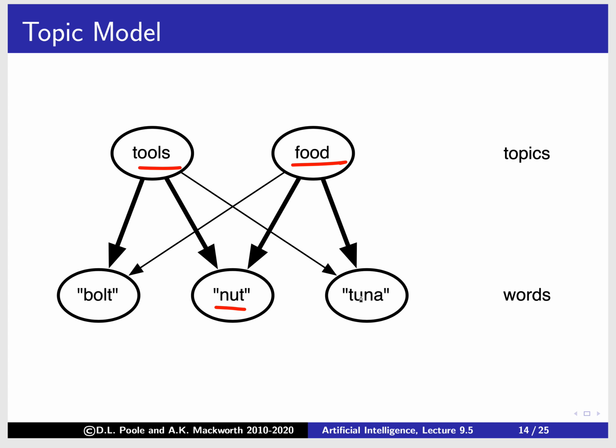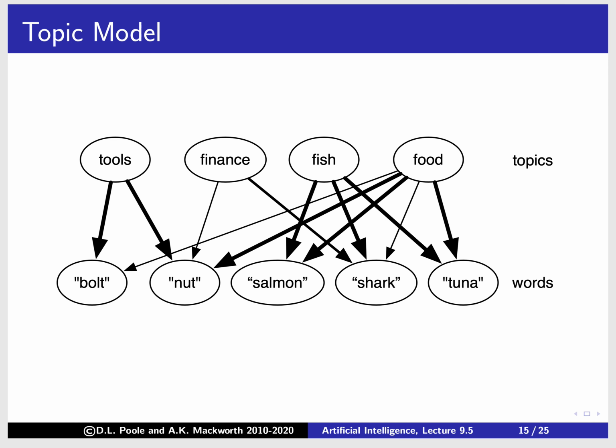So we can talk about the probability that when the subject is tools, you're going to talk about tuna. Well, that's very unlikely. So if you're observing tuna, it's more likely to be food. If you're observing nut, you can't really tell. If you say nut and tuna, it's more likely to be food. If you say nut and bolt, it's more likely to be tools. And we can extend all of these to be bigger and bigger ones.